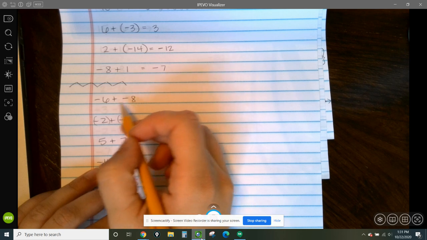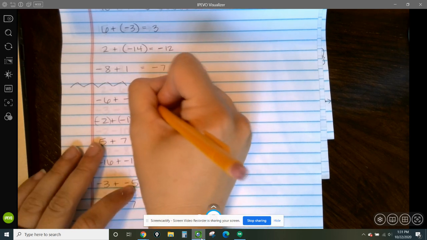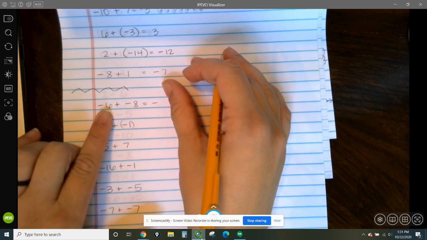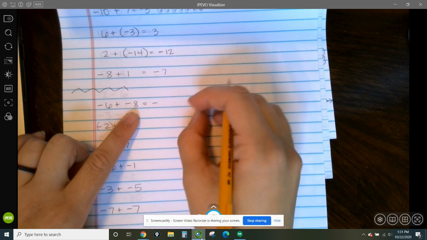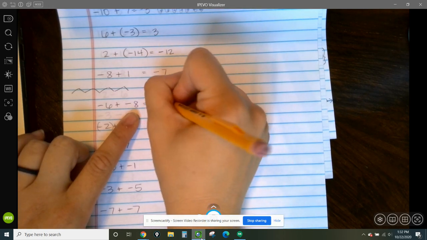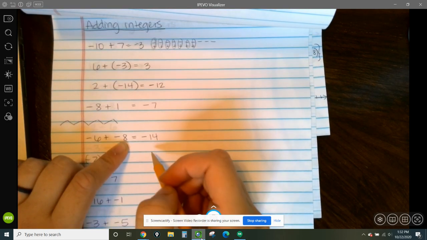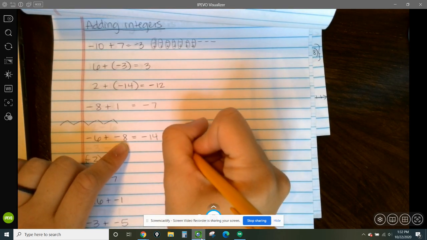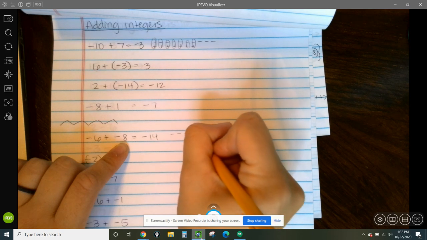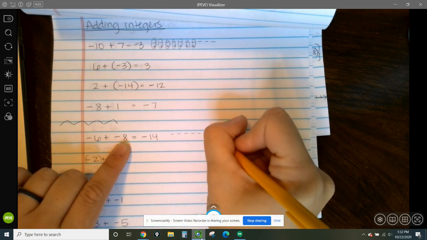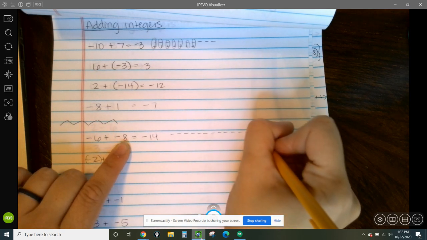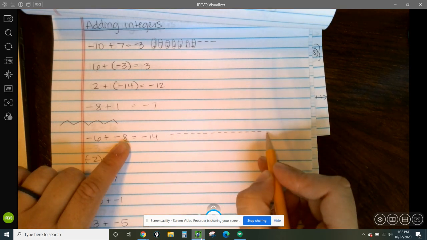What if the signs are the same? If they're both negatives, then of course my answer is going to be negative, because I'm adding 6 negatives and 8 negatives. I'm just getting more negatives. So altogether that's 14 negatives. If you wanted to follow this method for both being negative, it would look like this. I have 6 negatives, 1, 2, 3, 4, 5, 6, and I have 8 more negatives, 1, 2, 3, 4, 5, 6, 7, 8. So together I have 14 negatives.